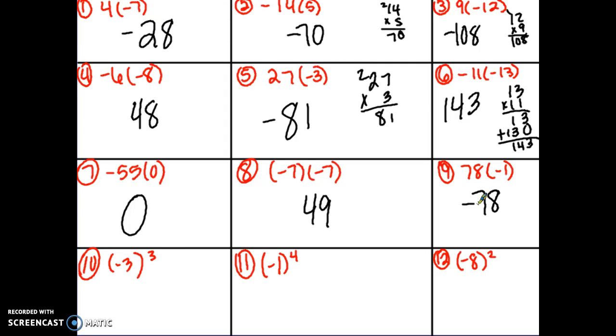Number 10, negative 3 to the third power. This is negative 3 times negative 3 times negative 3. Negative 3 times negative 3 is positive 9. Positive 9 times negative 3 is negative 27.